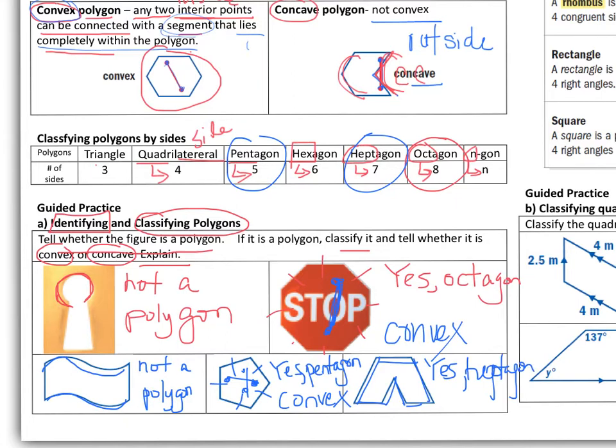And this one, I can draw 2 dots this way and then it lies within the polygon, but if I draw a dot here and connect the dots, my segment falls outside the shape. Again, I see my concave. See, I drew a cave here. No, I'm just kidding.